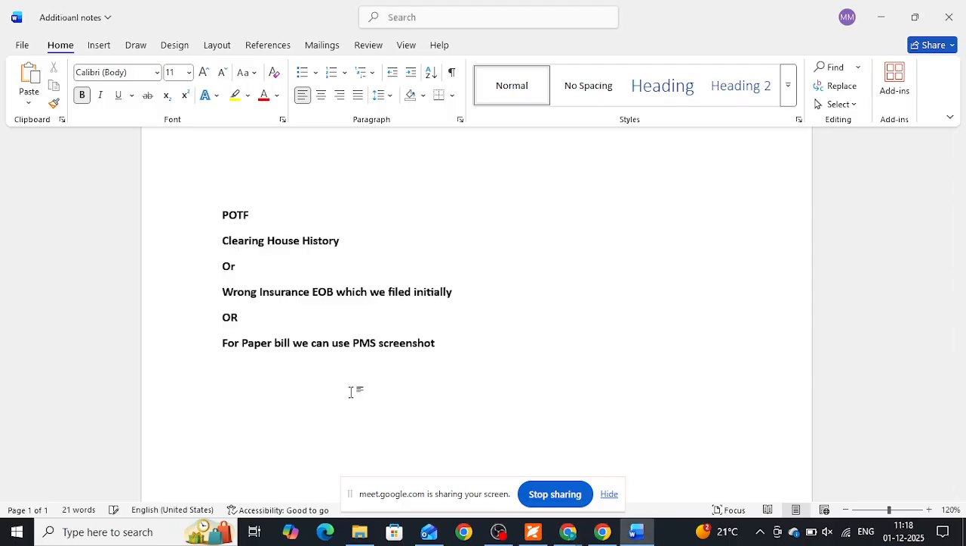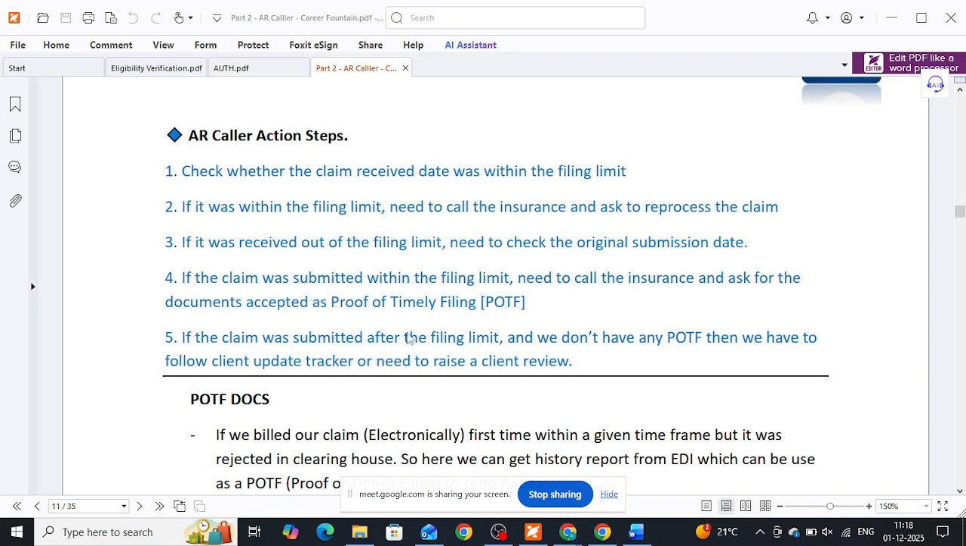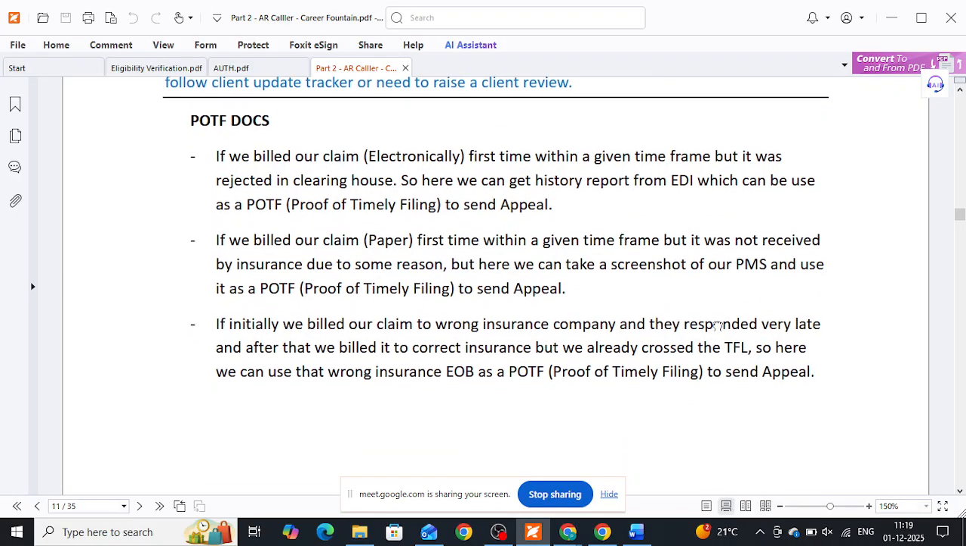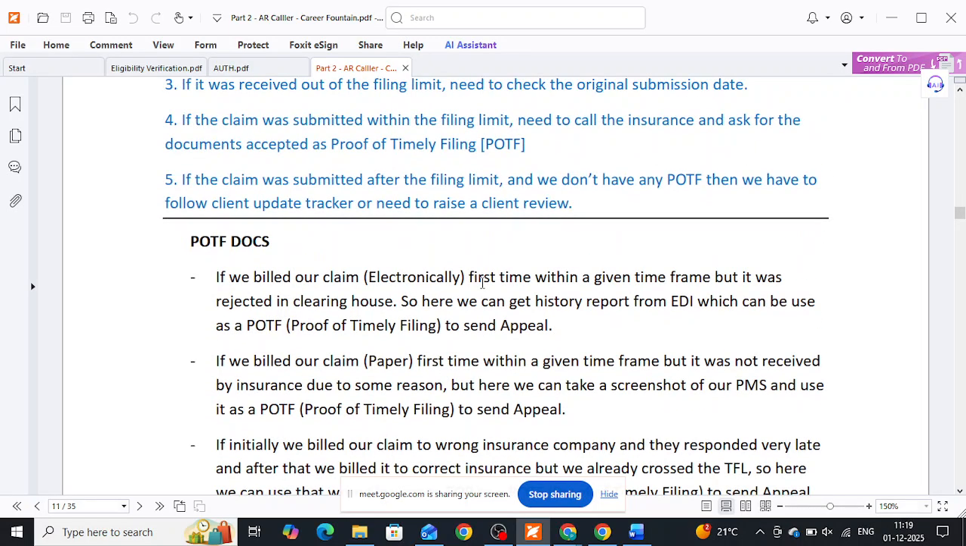Okay. What else can we use as proof of timely filing limit? The same thing here also. If it was first submitted within the given time frame but rejected in the clearinghouse, then we can use that clearinghouse history. If it was paper, then we can take the screenshot of the PMS. If initially we billed the wrong insurance, then that wrong insurance EOB we can use as proof here.